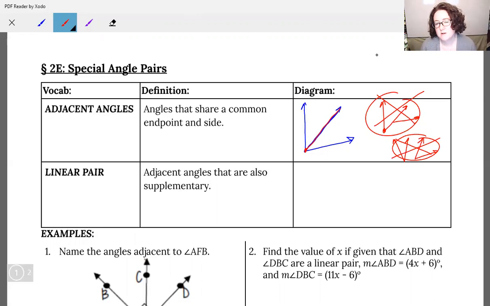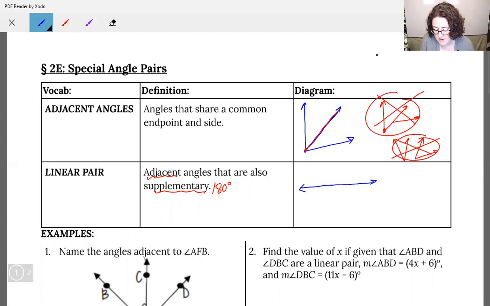Okay, the next pair of angles that we're going to do, and these are both involved in this first set of examples, is a linear pair. So a linear pair has two things to it. They're adjacent angles and they're supplementary. So don't forget that means 180 degrees if you add them together. So a linear pair kind of goes with the word.